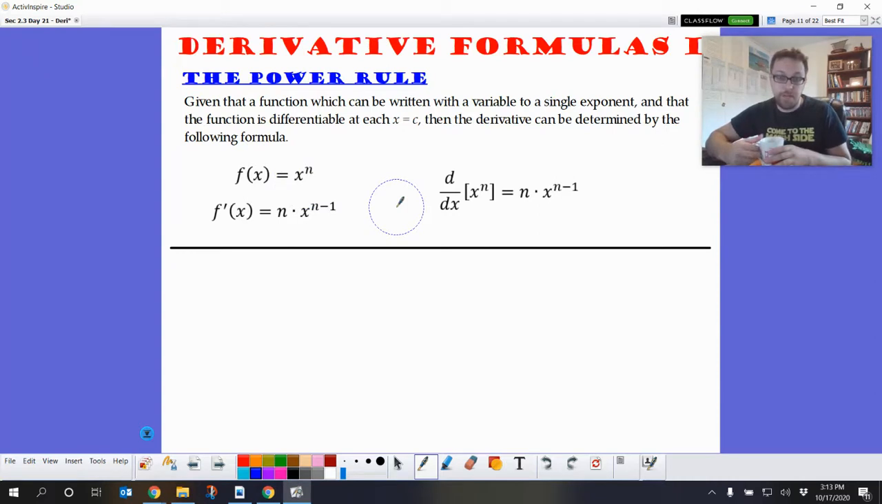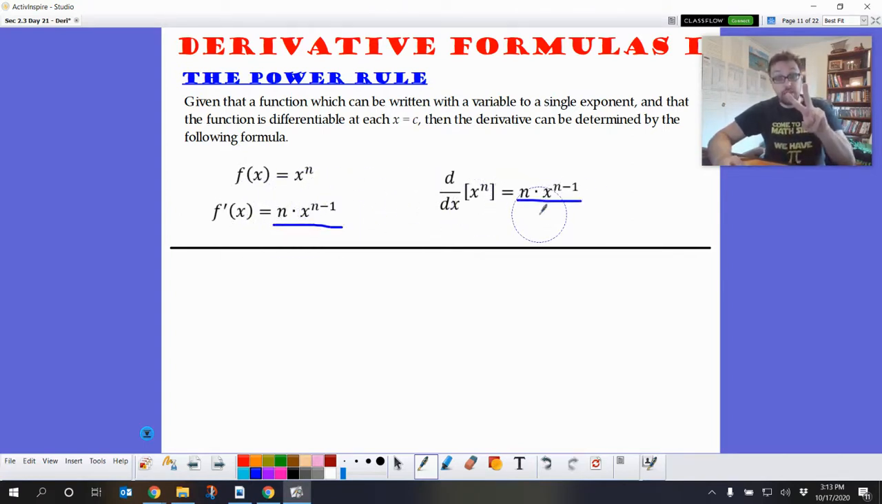Coffee drink, so you can pause and write all that down. There's different ways to notate this same thing. So if we've got f of x is x to the n, all you need to do to find f prime of x, the derivative, is drop the exponent in front and lower the degree of the exponent by 1. And so this is the same as this.